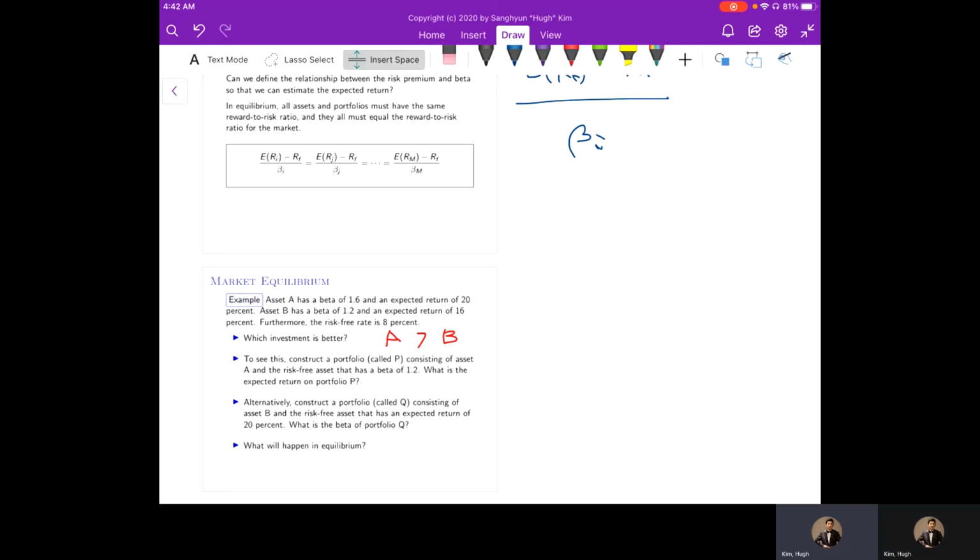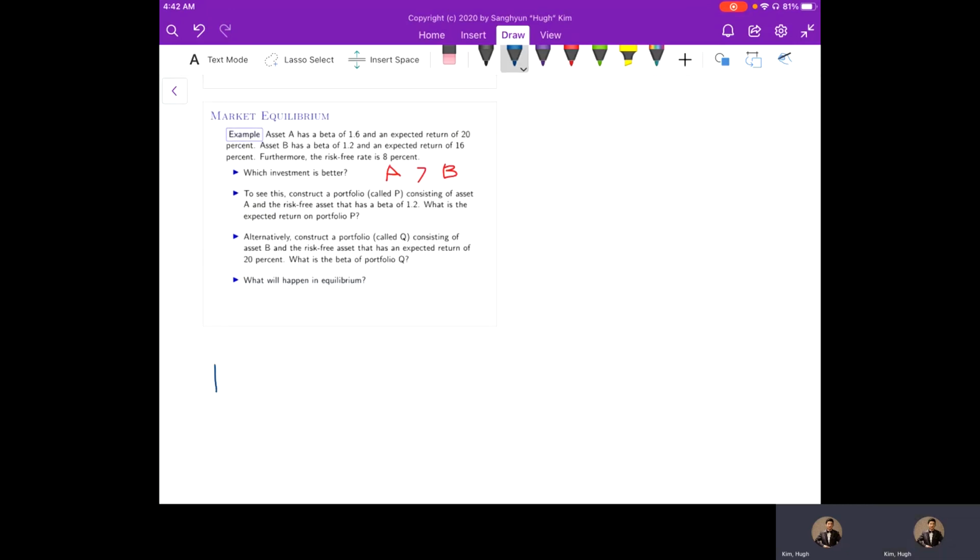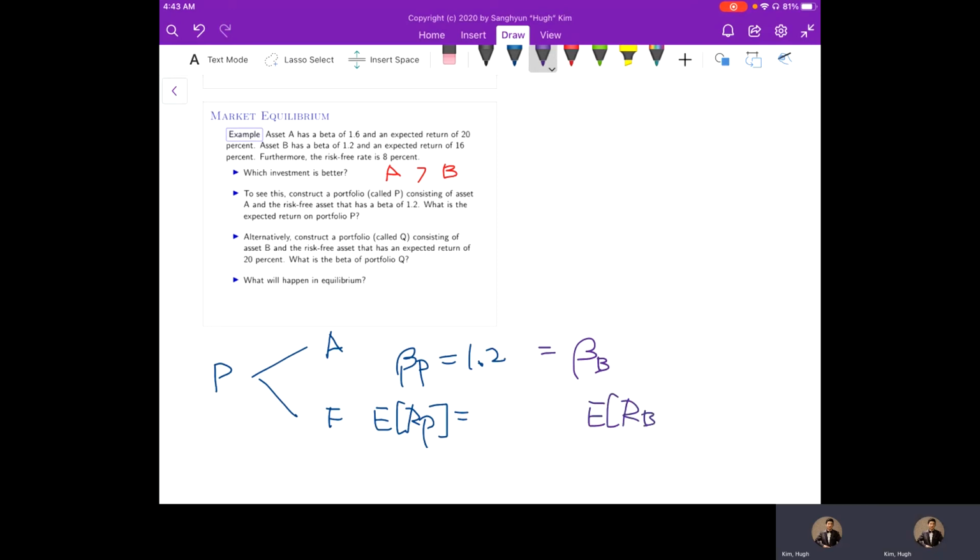So to see this, let's consider a portfolio I'm going to call P that invests in asset A and a risk-free asset. And this portfolio has beta of 1.2. So we're going to construct a portfolio consisting of asset A and the risk-free asset, so that it has a beta of 1.2, which is equal to the beta of asset B. And what is the expected return on this portfolio? We know that expected return on asset B is 16%. Let's compare portfolio P and asset B.